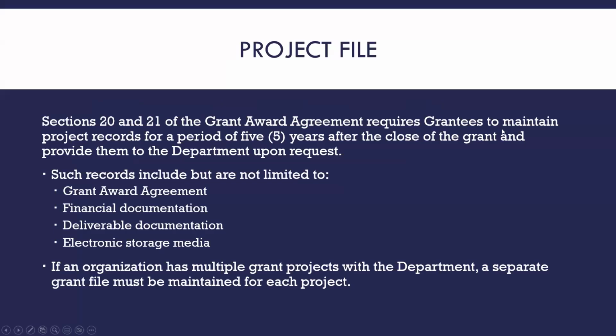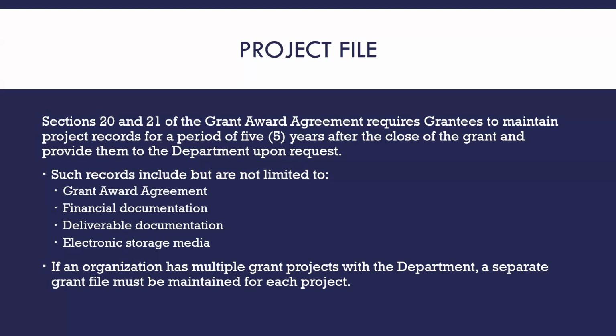So, getting started. First thing you're going to want to do is go and revisit your application. I'm sure you have a file. If you didn't have a file, now's the time to make one. You are required by the grant award agreement to have a file and to maintain the project records for 5 years after the grant is closed.